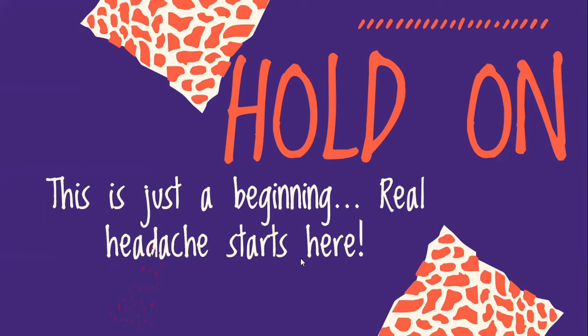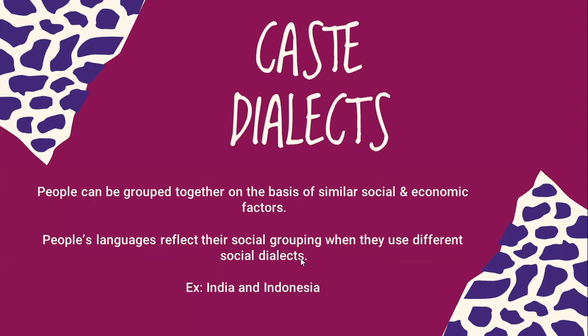Okay, next we move on to caste dialects. Caste dialect. So how are people in castes being grouped? People can be grouped together on the basis of similar social and economic factors.